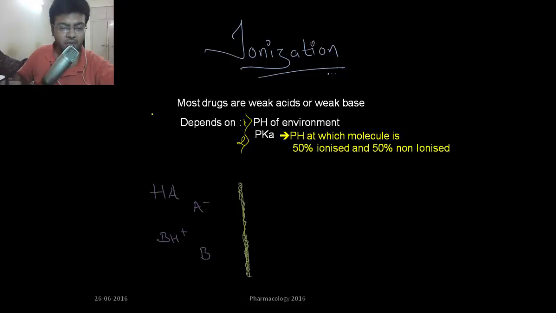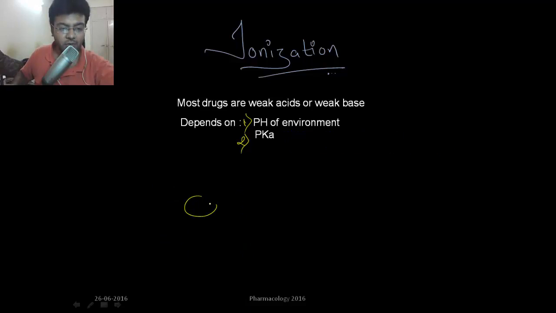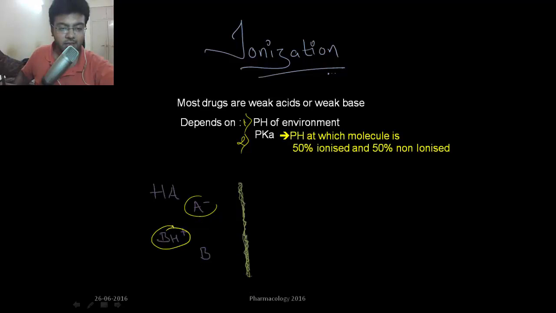Now let's say you have a bunch of drugs. These are the ionized form of the drugs. These ones are the non-ionized form of the drug. Ionized means it has either a negative charge or a positive charge. These ionized drugs cannot cross the biological membranes. And look, this non-ionized drug can cross the biological membranes and bring about the action.